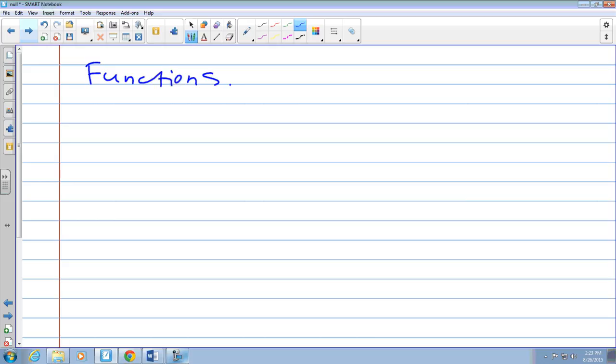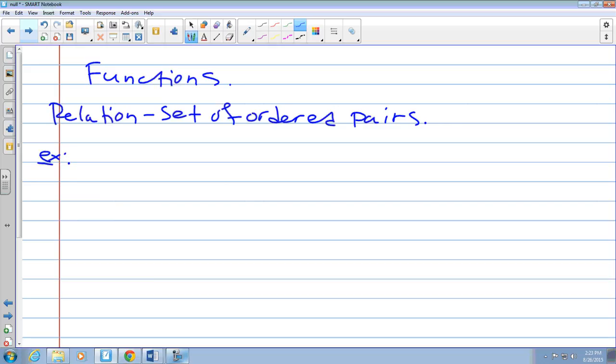So, functions. We introduce the notion of a relation, and we define a relation as a set of ordered pairs. That's all it is: a set of ordered pairs. So for example, a little bit of set notation. If I say R equals, that's the set, and then you list the elements in the set, and then you close the set, right?